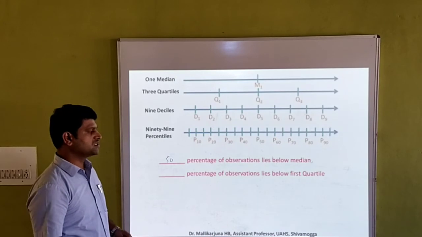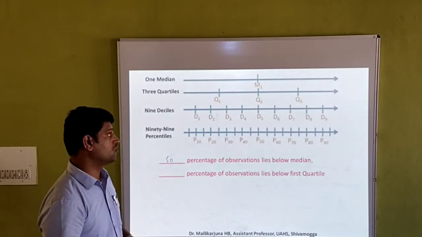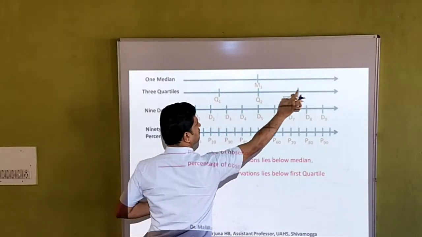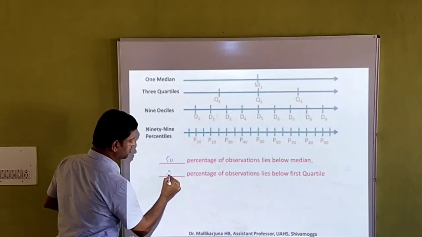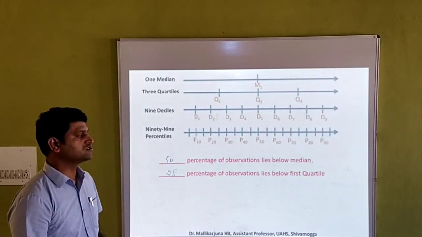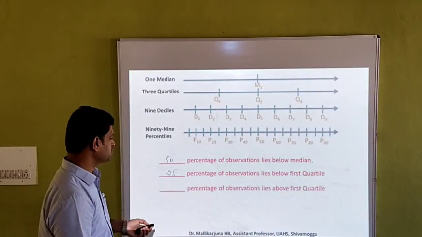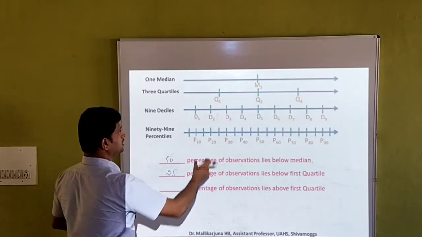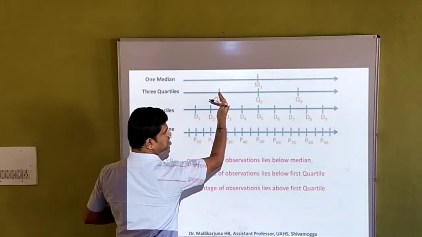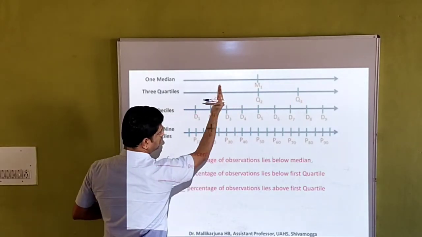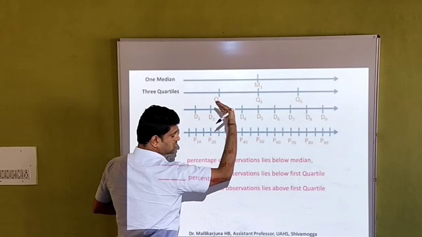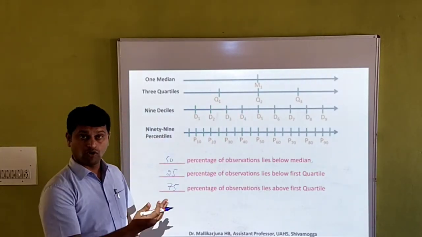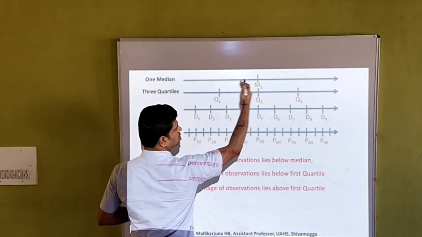And dash percentage of observations lies below the first quartile. Of course, this first quartile is Q1. So here 25, 25, 25, 25, total 100. So 25% of observations lie below the first quartile. Dash percentage of observations lies above the first quartile. Above means 75%, from here to there. So below is 25 and above is 75. So 75% of observations lie above the first quartile.